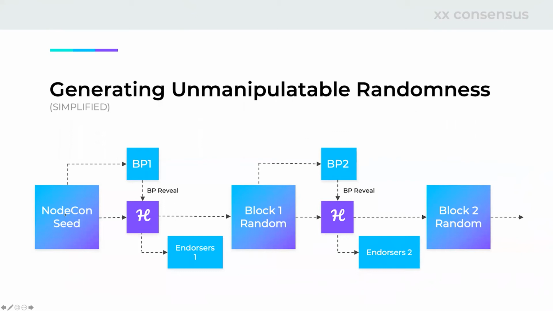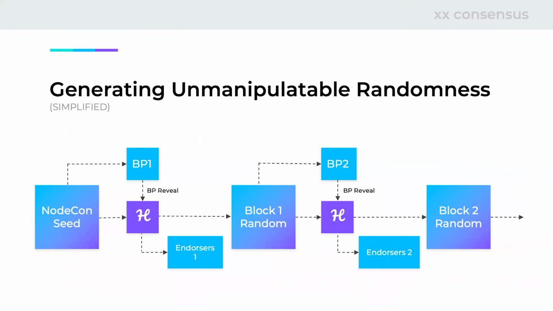This seed right here chooses the first BP who proposes the first block. And he reveals, as we said, his BP reveal. And by hashing that BP reveal with the NodeCon seed, we get two things. We get the random for the next block, but we also get the next set of endorsers. And that random for the next block, in turn, can be used to select the next BP who reveals their BP reveal, which selects the set of endorsers for the block and also sets the random for that block as well. And this continues on into the future. And this is how we select the BPs and the endorsers in our network.